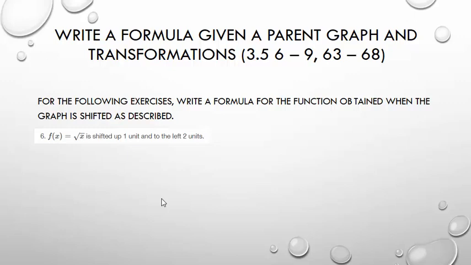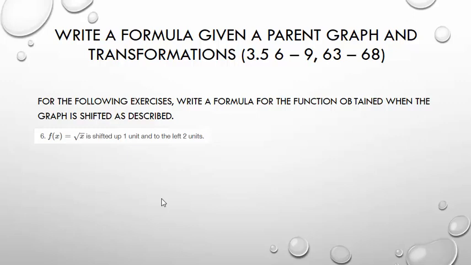For transformations, the type of question I like to ask on a test is this type, where I give you the parent function and describe transformations and you write the formula. I think that's a good way to make sure that you know the relationship between the functions, the formulas, and the transformations. So for the following exercises, write a formula for the function obtained when the graph is shifted as described. So I'm going to do a couple of these.